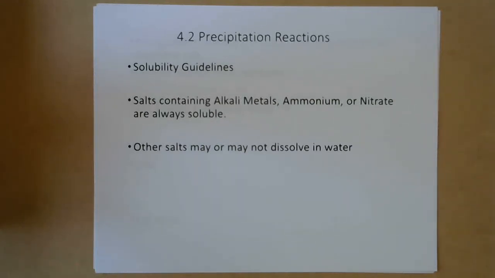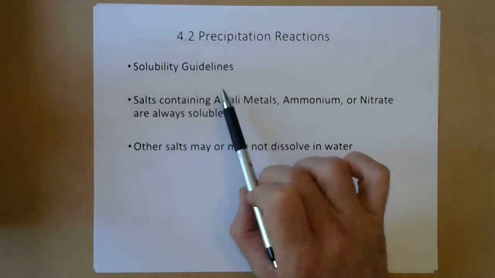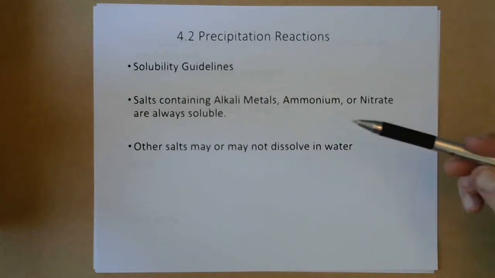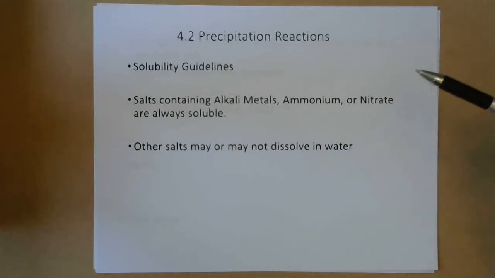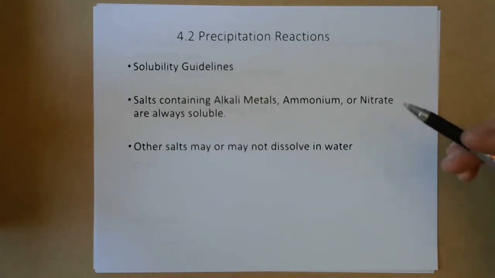Section 4.2 is about precipitation reactions, sometimes also called double replacement reactions. To understand what's going on in a precipitation reaction, you need to understand a little bit about solubility. Some salts dissolve in water, meaning that they can turn completely into ions and go into the solution. Other salts do not dissolve in water, meaning that they're going to stay as a solid. They're going to stay as crystals, sink to the bottom, or make the solution look cloudy.